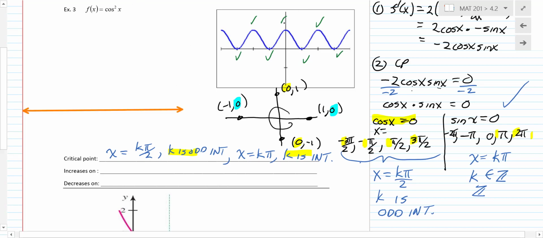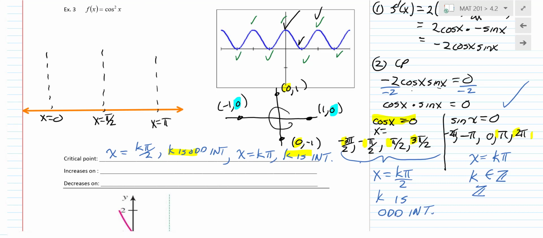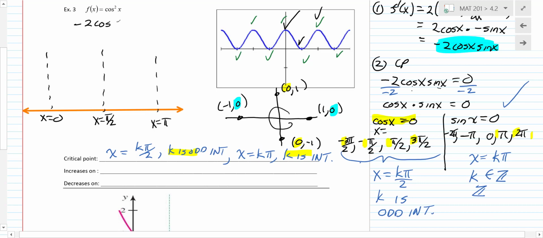Let's start with this critical point of x equals 0. Then let's go to this critical point, which is x equals pi over 2. And then let's go to this next critical point, which is pi. And that's good enough because it's going to alternate over and over again. Okay, so let's write down the derivative. The derivative was negative 2 cosine x sine x, or negative sine of 2x, like that.